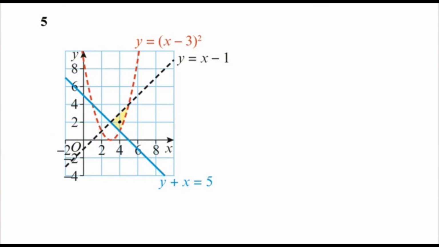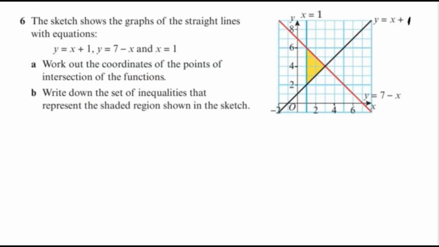Let's move to next question. Let's move to question number 6. The sketch shows the graph of the straight line with equation. So we have 3 lines here, 3 straight lines. Work out the coordinate of the point of the intersection of the functions. So as we can see, we have 3 intersection points.